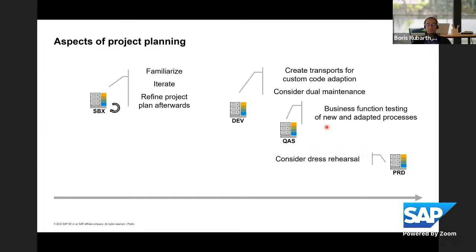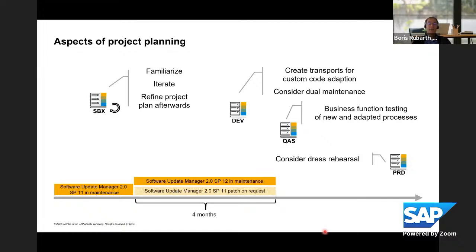productive system. From my perspective on the Software Update Manager, I want to make you aware that the Software Update Manager has its own release cycle. So every 4 months, there is a new SUM SP version available. And that means the previous version will go to a phase that we call patch on request. Patch on request means this version is no longer available for download.